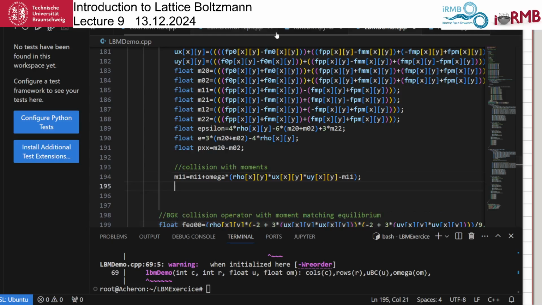So then next, the other hydrodynamic moment is this pxx. By the way, I'm now just overwriting stuff. I overwrite these moments into themselves because I'm not using them later anymore. I don't need the pre-collision anymore afterwards.